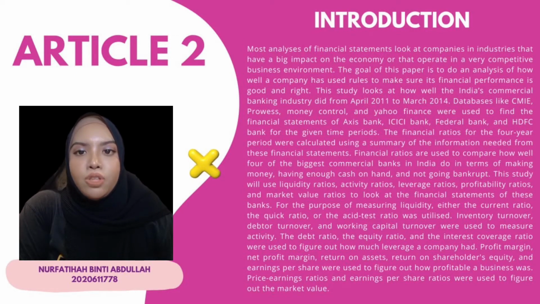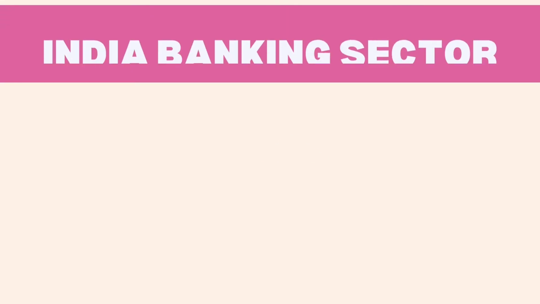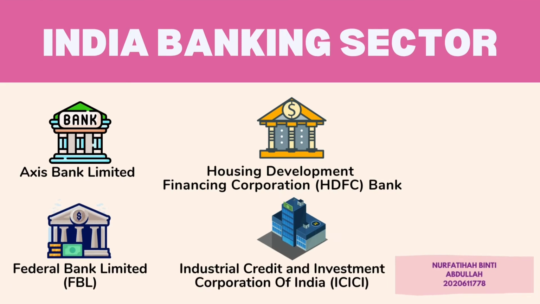The debt ratio, the equity ratio, and the interest coverage ratio were used to figure out how much leverage a company had. Profit margin, net profit margin, return on assets, return on shareholders' equity, and earnings per share were used to figure out how profitable a business was. Price-earnings ratios and earnings per share ratios were used to figure out the market value.